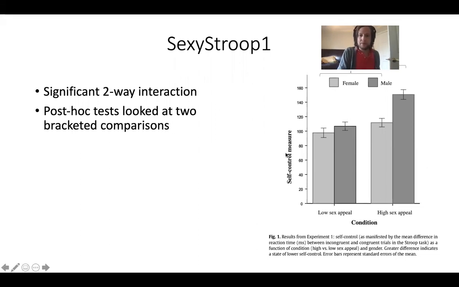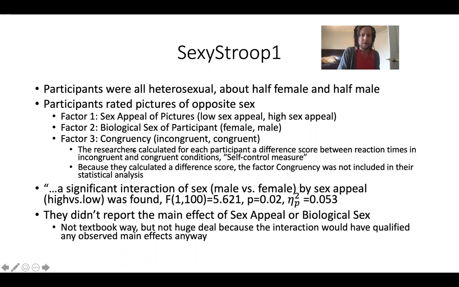The self-control measure was a difference score, incongruent minus congruent. And because they did that, that means that they did not have to include congruency as a third factor in the ANOVA. They could just look at these 2 factors in the ANOVA, and they don't actually care about the factor congruency, which is a little bit sketchy of a thing to do, actually. There are reasons mathematically why it's not that big of a deal. Personally, if I were doing this study, I would not have calculated the difference scores. I would have done the 3-way ANOVA because it's just slightly less sketchy to do it. What they did was a little bit sketchy. It's not a textbook thing to do.